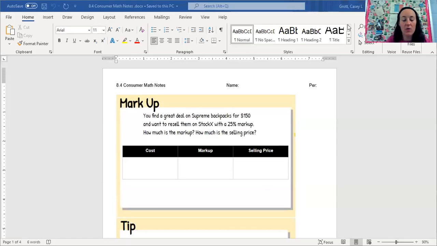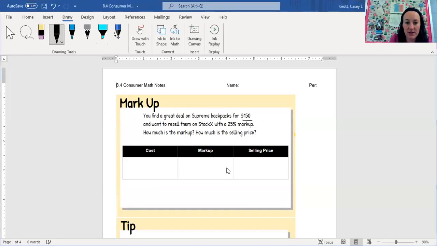Consumer math. We are going to talk about markups first. You find a great deal on Supreme backpacks for $150 and want to resell them with a 25% markup. So that means you're trying to sell them for more. Okay, you want to make the money. How much is the markup? How much is the selling price?